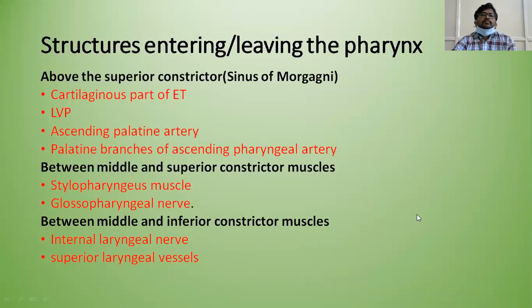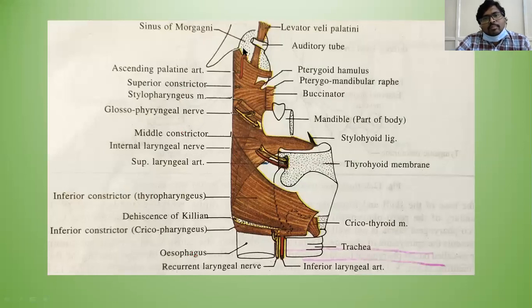Now coming to the important structures that are entering and leaving the pharynx. See, above, this is the superior constrictor and this is the upper margin. Above the upper margin of the superior constrictor and the base of the skull, the wall is dehiscent. It is covered only with the pharyngobasilar fascia. You can see the following structures that communicate through this space. This space is known as sinus Morgagni.